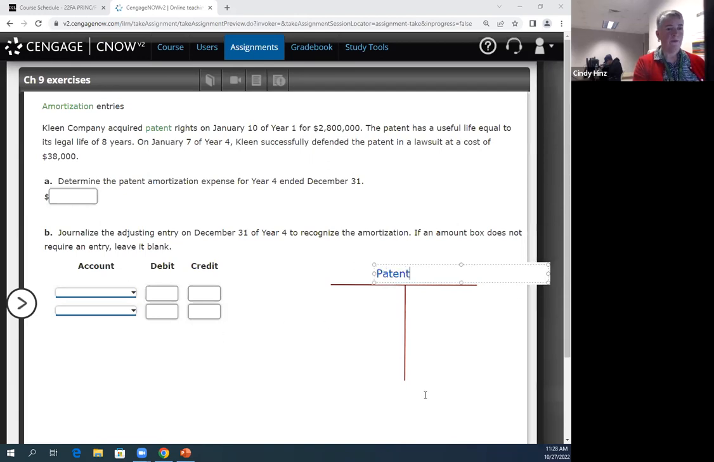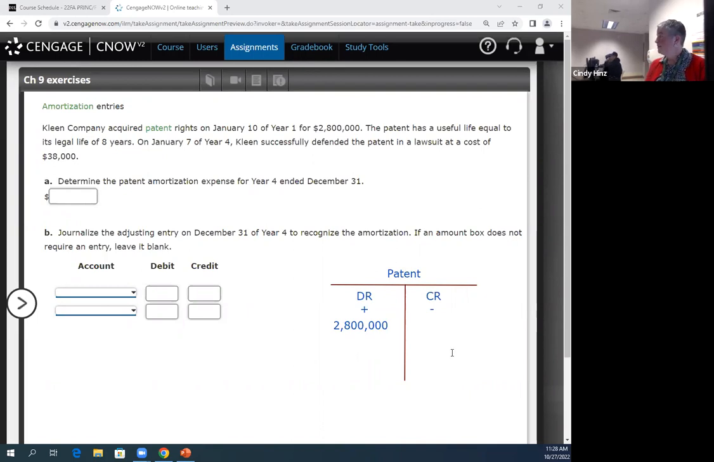So this patent would appear on our financial statements, on our balance sheet, as an intangible asset. If the company has significant intangible assets, they probably have a whole separate category on their classified balance sheet for intangible assets. If it's just a small category, they might throw it in with miscellaneous or other or special assets. So at the time they acquired the patent, they would report that as having a value of $2.8 million. That's what they paid for it.